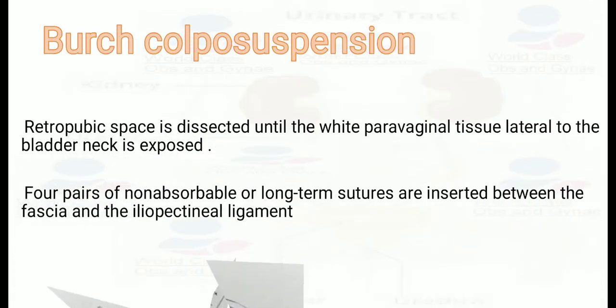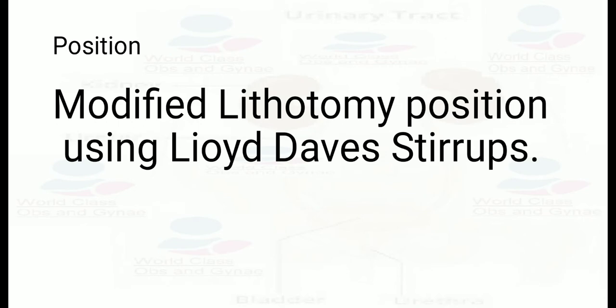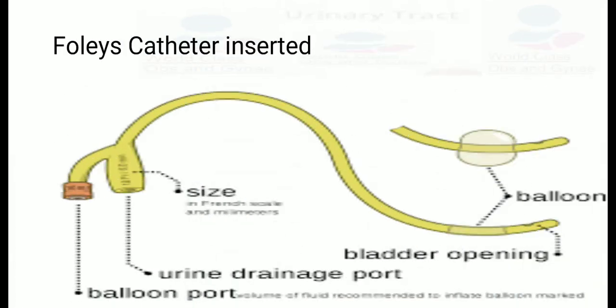That is what I am going to explain. The retropubic space is dissected until a wide paravaginal tissue lateral to the bladder neck is exposed. Four pairs of non-absorbable or long-term sutures are inserted between the fascia and the iliopectineal ligaments. Now, the position is modified lithotomy position using the Allen stirrups. And for the procedure, a Foley's catheter is inserted.